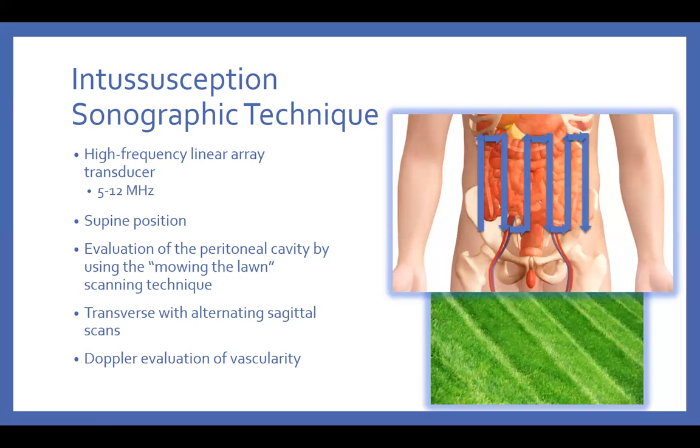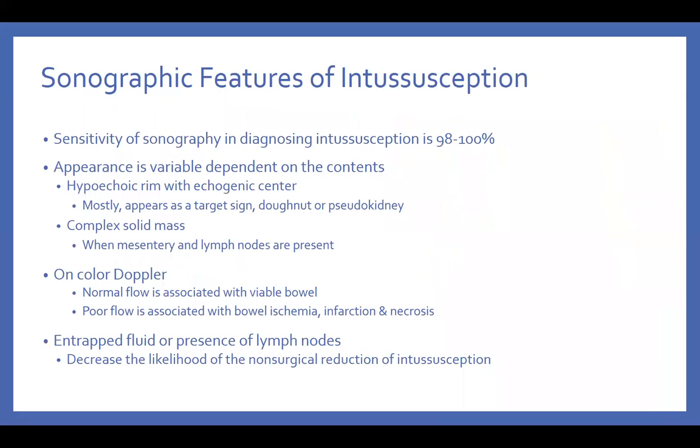So the blood supply can help us tell whether the loop of bowel is viable or not viable, ischemic or not ischemic. These are things we have to pay attention to as we start scanning, and that's important.